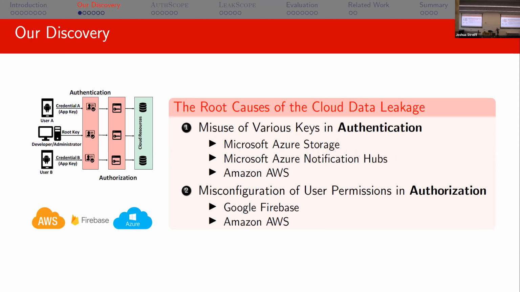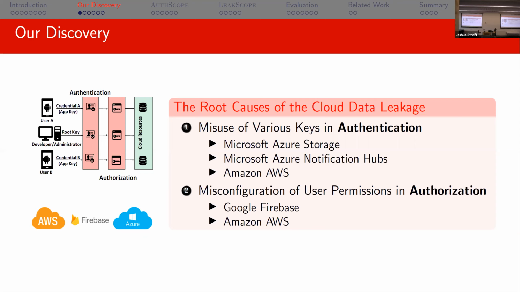Functionality-wise, of course, both the app key and the root key can be used to access backend data. Fine, right? Developers pass all the tests and think it's fine. But if you put the root keys in the app, then because everybody can reverse engineer your app, they can figure out the root key. So what we discovered is that for Microsoft and Amazon, developers have this misuse of the keys.